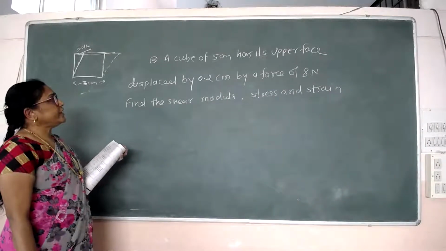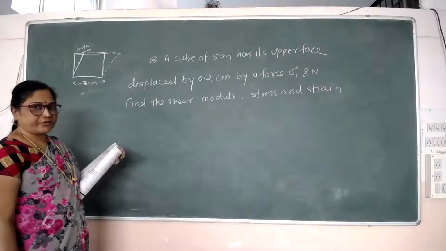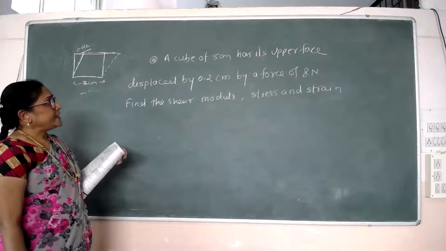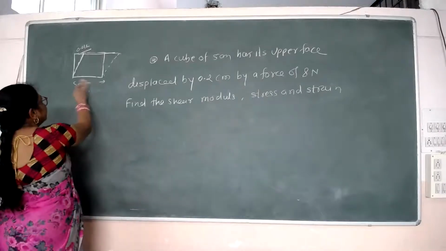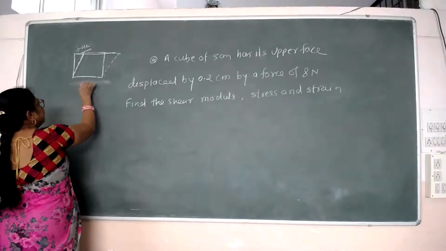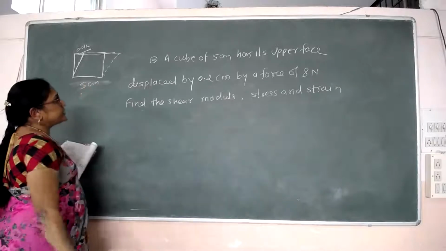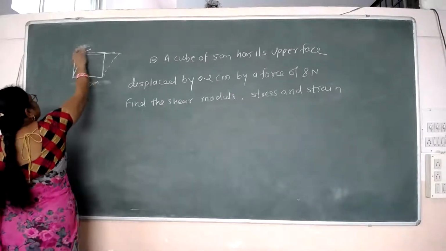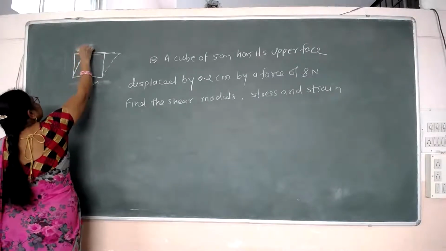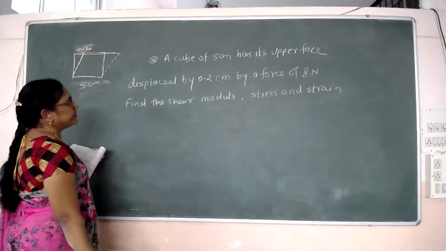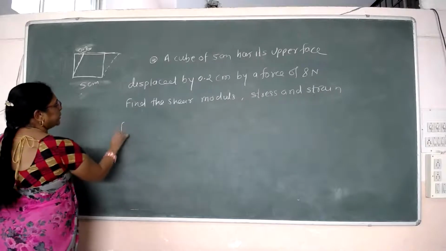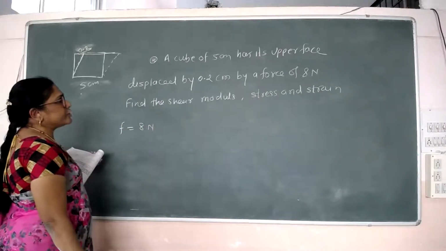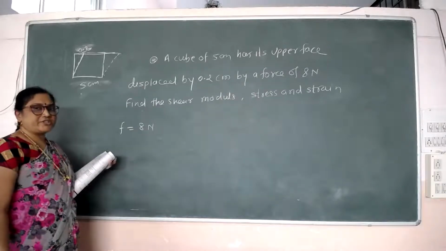So read the question. A cube of 5 centimeter. Again a cube is given of 5 centimeter, means its side is 5 centimeter. The upper face is displaced by 0.2 centimeter. Means this displacement due to the tangential stress is 0.2 centimeter, by a force of 8 Newton. Means F is equal to 8 Newton. Find the shear modulus, stress and strain.